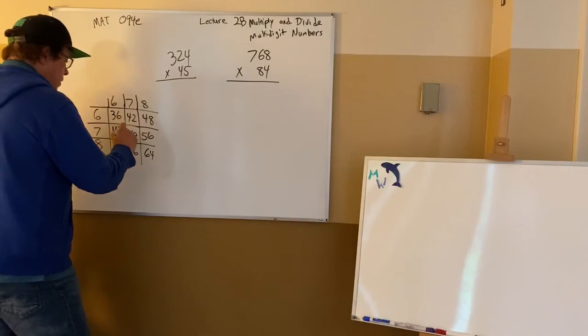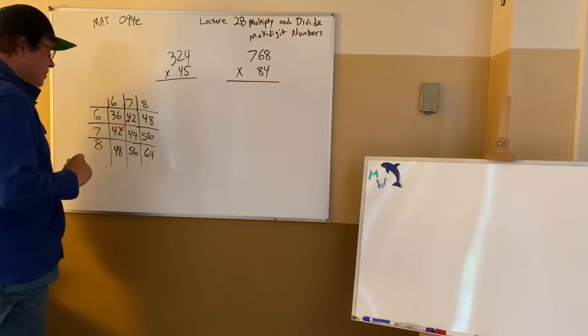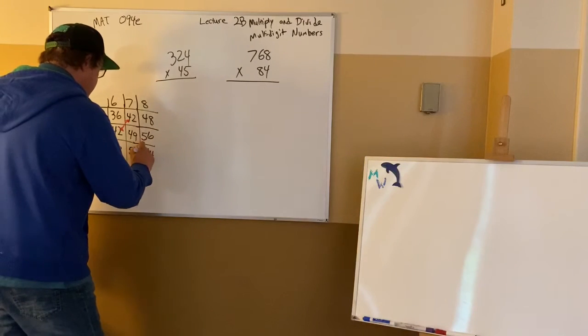These are the same. So now there's only 8. 6 times 7, 7 times 6, each of those is 42. 8 times 7, 7 times 8, those are the same.